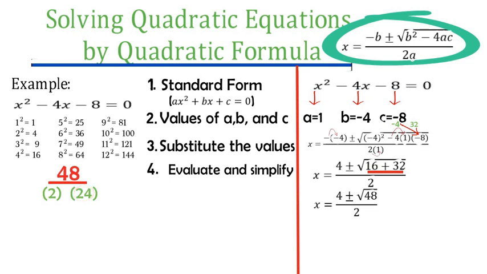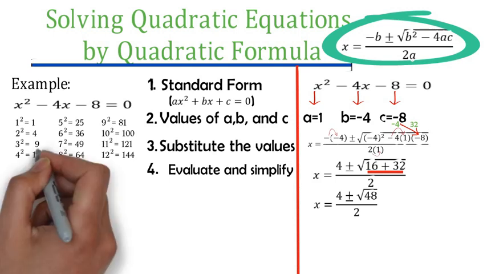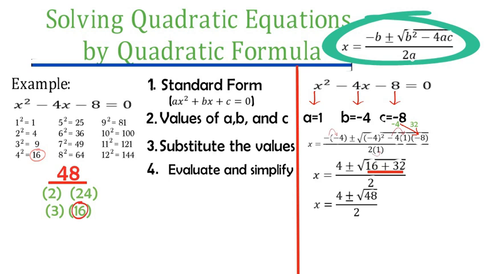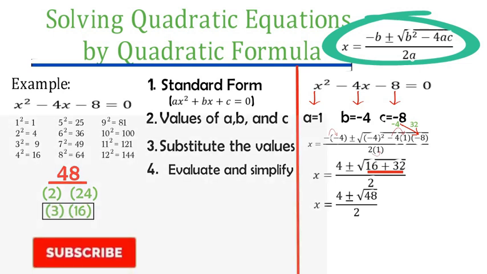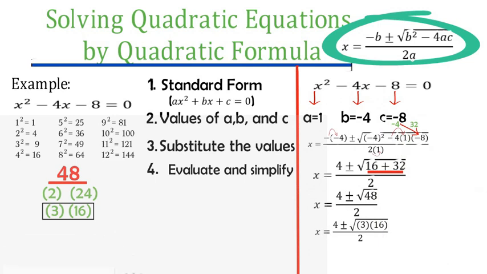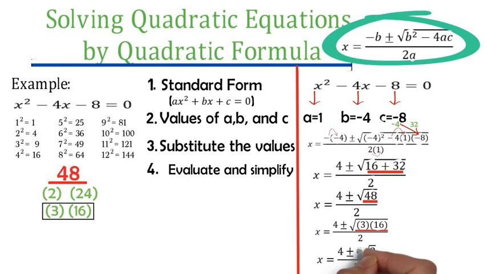Next, another factor of 48 is 3 times 16. So yes, 16 is a perfect square. So we have now 3 and 16 as the factors of 48. That is the factor of 48. We put that inside our radicand symbol. So it becomes the square root of 3 times 16. That is how to simplify. Next, we have now the square root of 16. What is the square root of 16? The square root of 16 is positive 4. So the 3 stays inside the radicand, and the 4 is now outside.